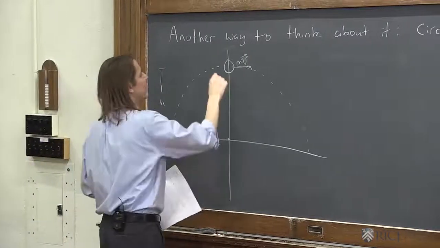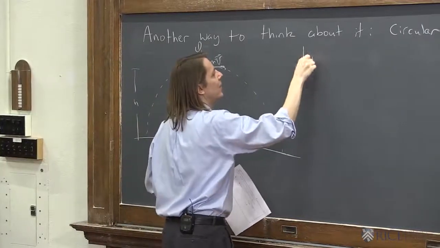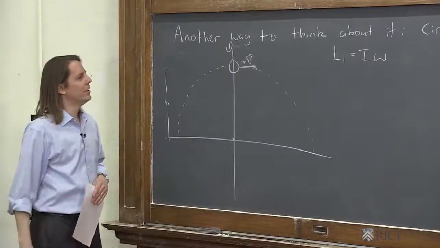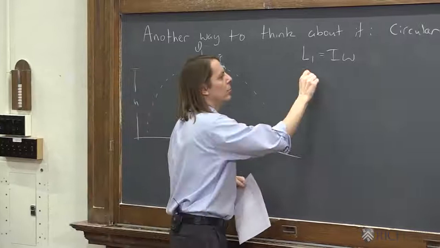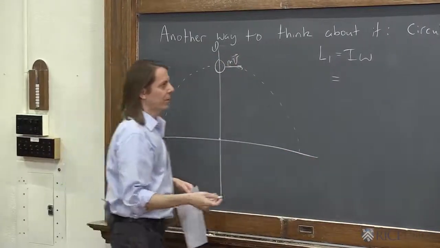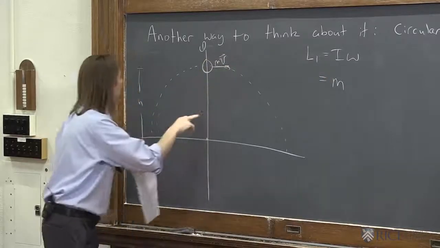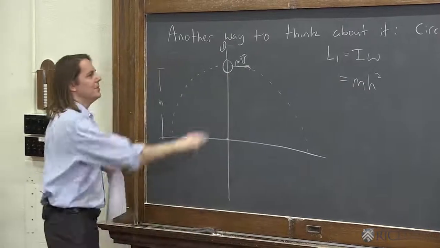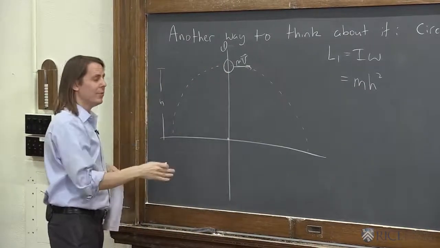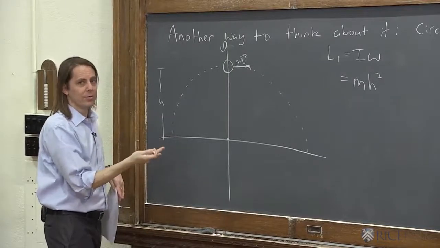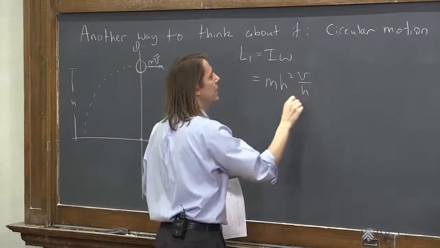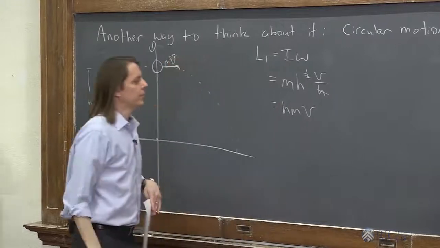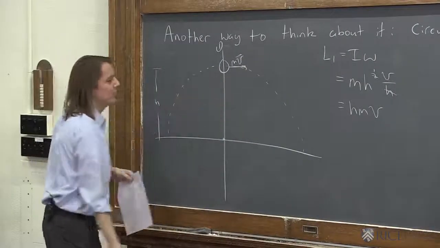If we did that, we could go back. We call this position 1. We could go back and say L1 equals I omega. We could use our I omega definition rather than our r cross p. Because for a simple mass going around a circle, what is its moment of inertia? mr squared. So it has mass m, and r is h. So m times h squared. And then if it's moving at v, what is its angular velocity? It's v over the radius, so v over h. And look at that, those cancel, and we get what we keep getting, hmv. There you go. So if you think of this as going right by the origin in circular motion, you're all set.